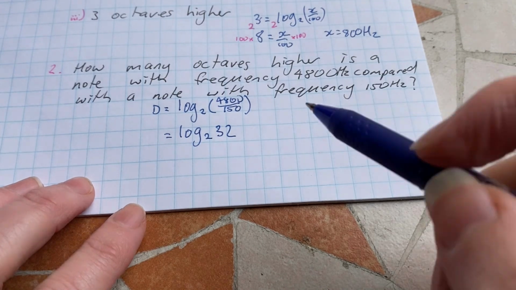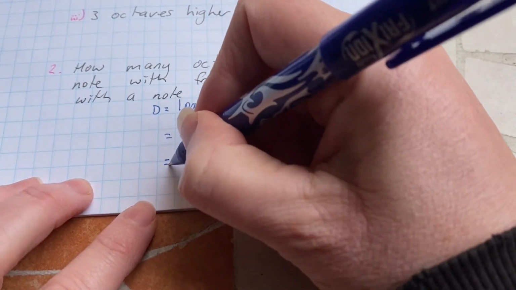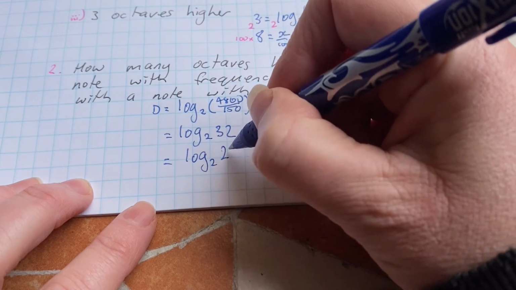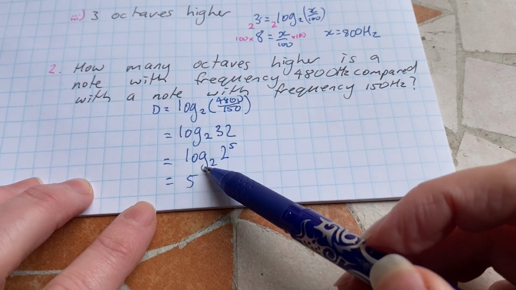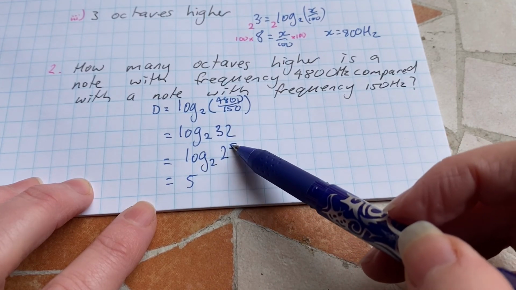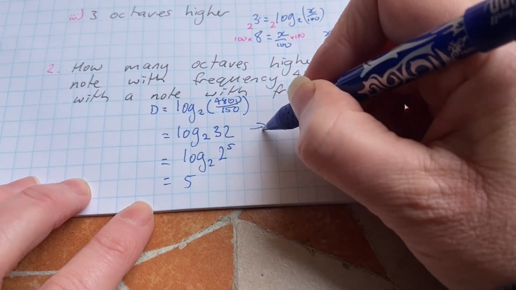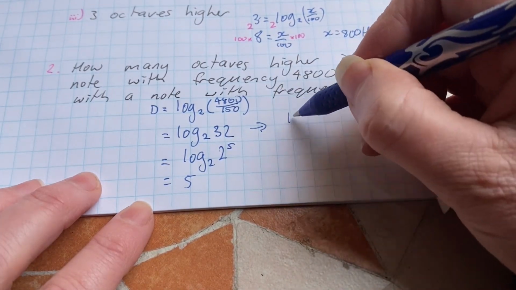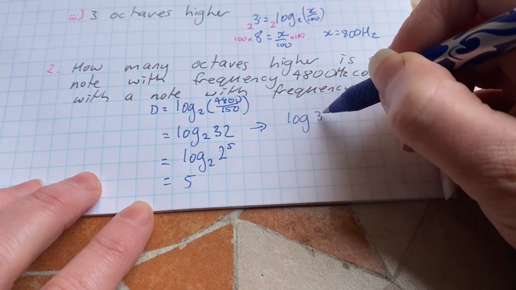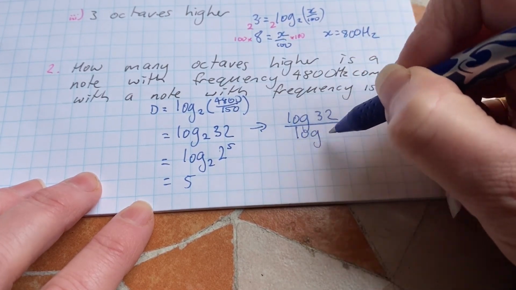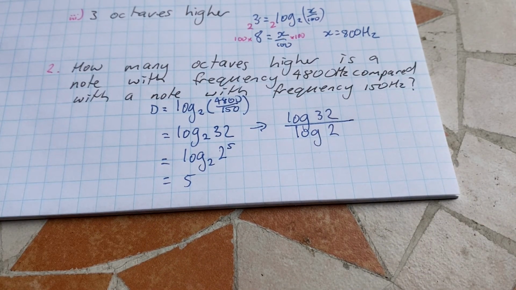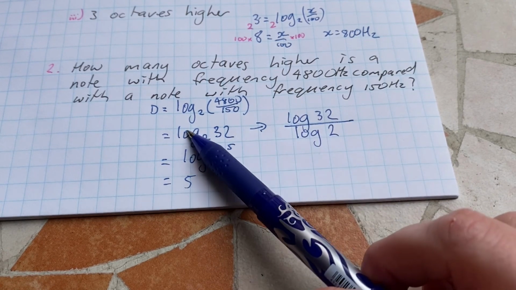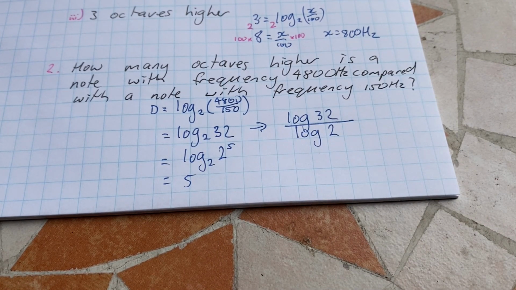Now, there's a couple of ways you can work that out. One is if you already know that 32 is 2 to the power of 5, then we know the answer is just 5. Log base 2 of 2 to the power of 5, the log base 2 and the 2 to the power cancel out, you're just left with the 5. If not, you could also use the change of base rule. So remember the change of base rule, you go log to any base of 32 over log 2. And you can use either log button in your calculator for that. That change of base rule will solve any log like that for you, which is really handy. And that does equal 5. So it's 5 octaves higher.